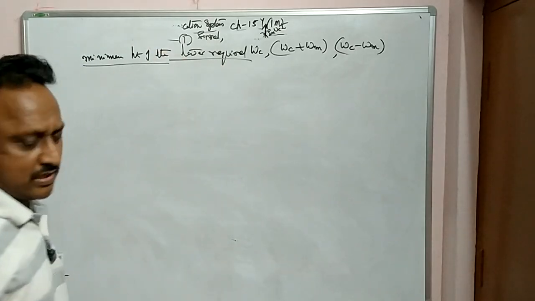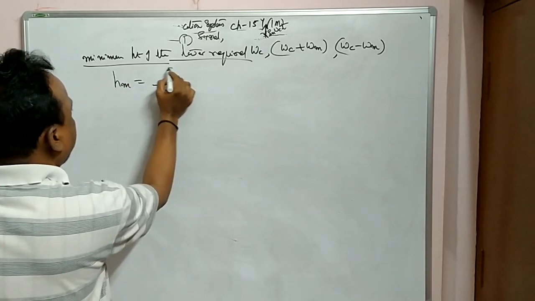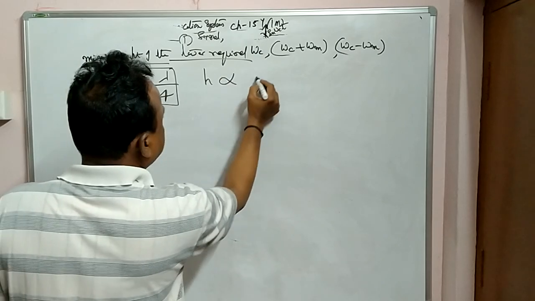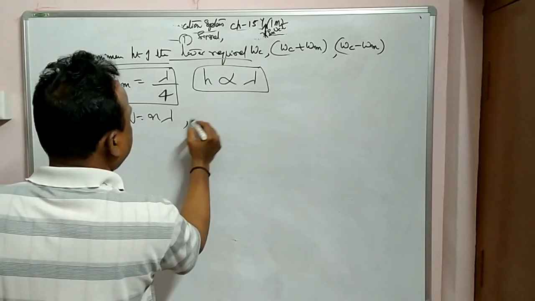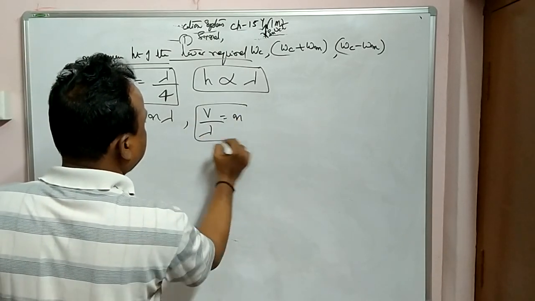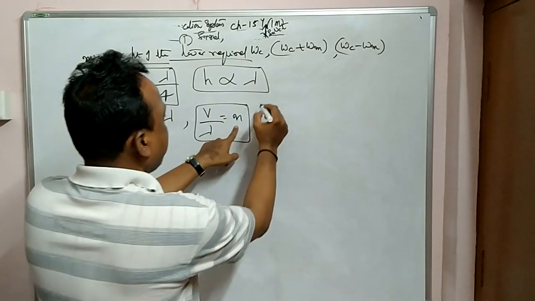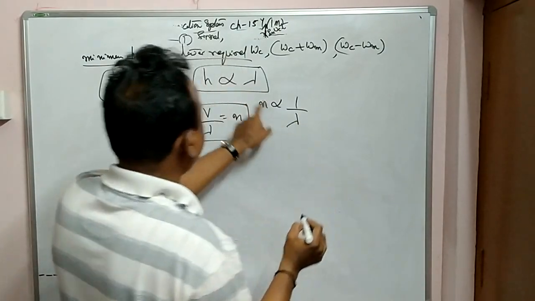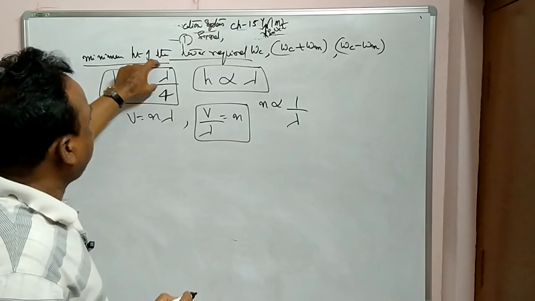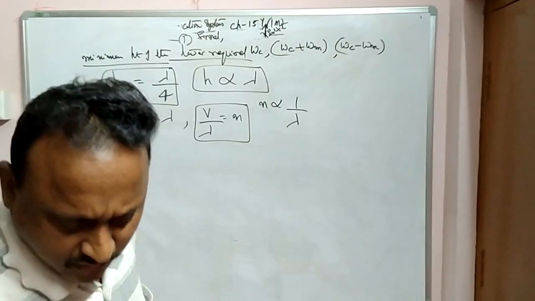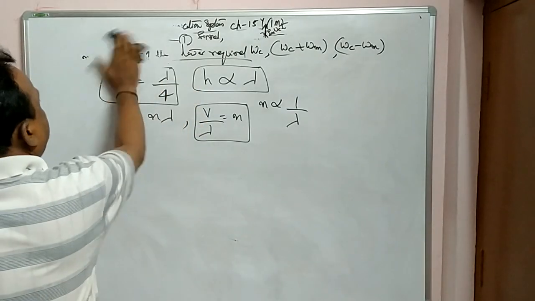This is asked in the examination. Minimum height required HM is given by lambda by 4. That means height is directly proportional to wavelength. Lambda is wavelength. Also you know V is equal to n lambda, or V by lambda is equal to n. So here you can observe frequency is inversely proportional to lambda. All these equations you can utilize in numericals. So the minimum height of the tower required formula is lambda by 4. Note down this one, you will be using it in numericals.